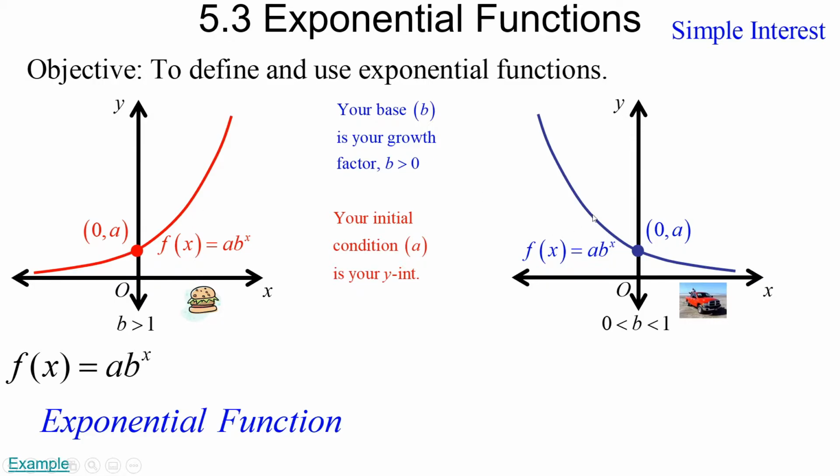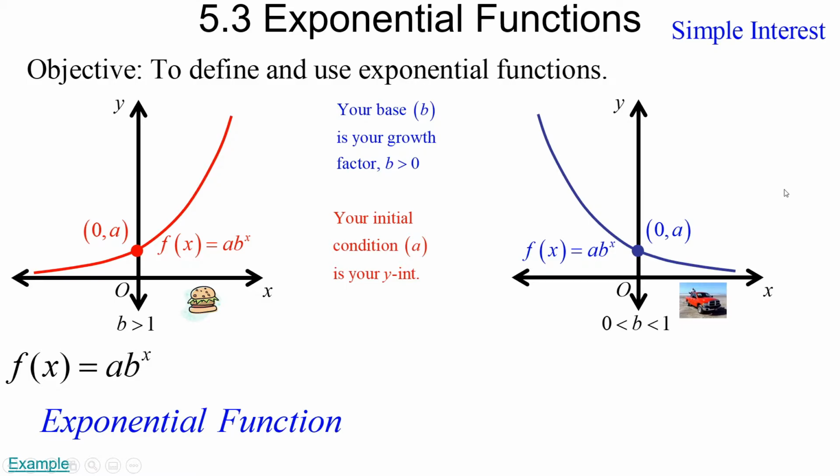Exponential growth, exponential decay. A is always your y-intercept, and when b, your growth factor, is greater than 1, you have exponential growth. And when your growth factor is between 0 and 1 exclusive, you have exponential decay.